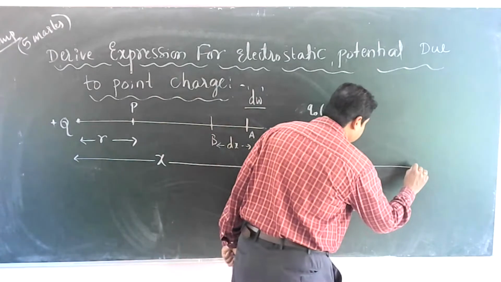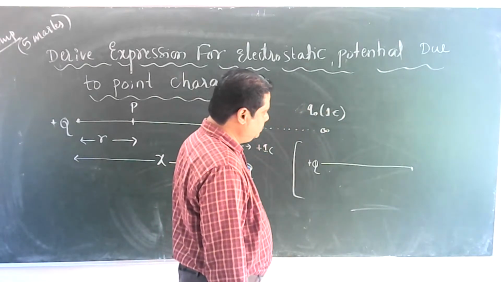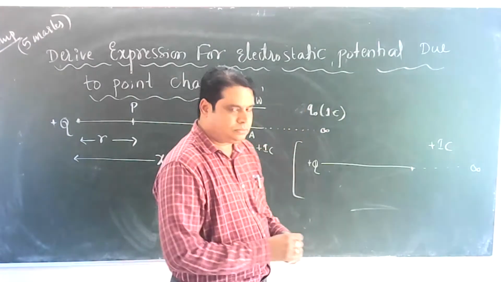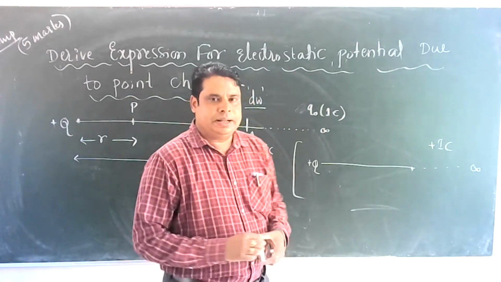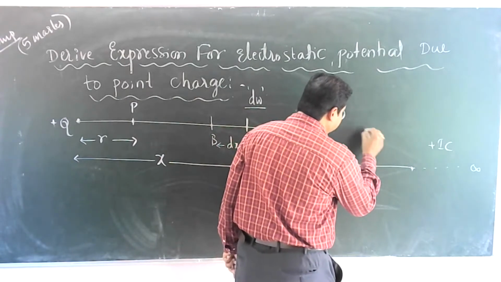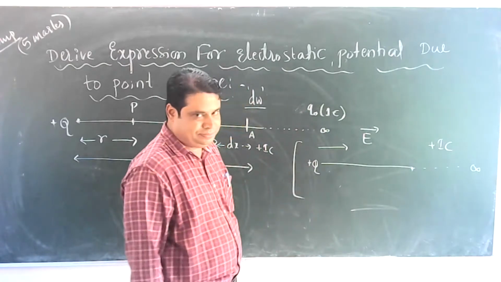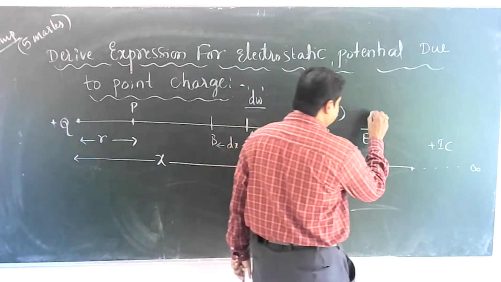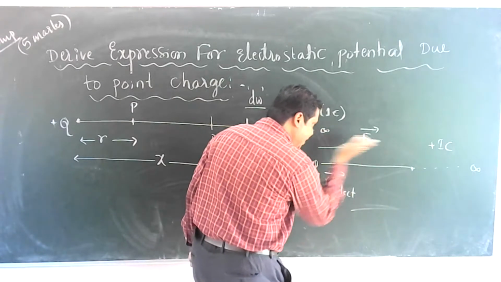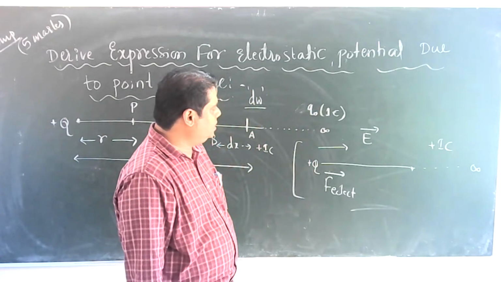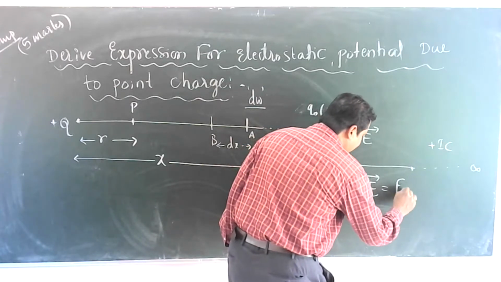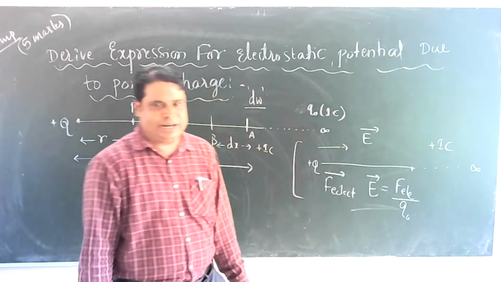We have source charge here, Q. Now we have to bring some test charge from infinity, say plus 1 C, 1 coulomb, from infinity. Now we have electric field, which is a vector quantity, produced by this charge Q. And also electric force, I will write it as F electric, in this direction. What is the relation between electric field and the electric force? We know electric field is equal to electric force divided by charge. This is a relation.